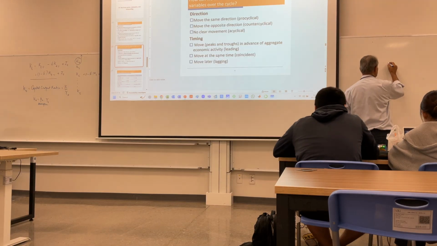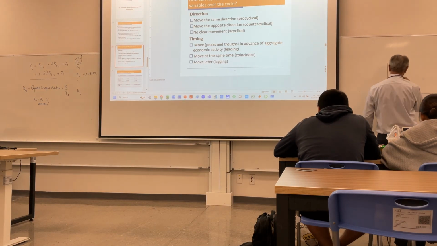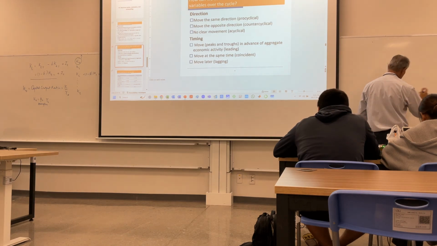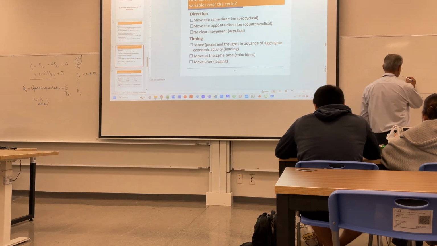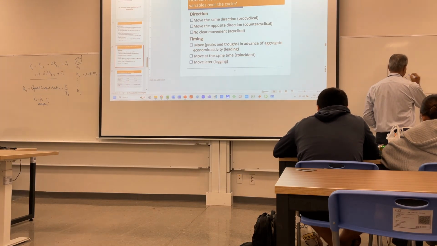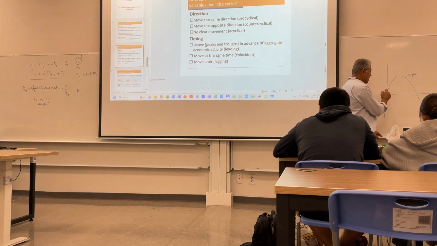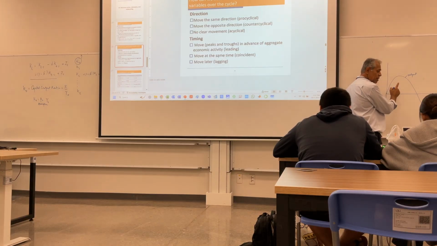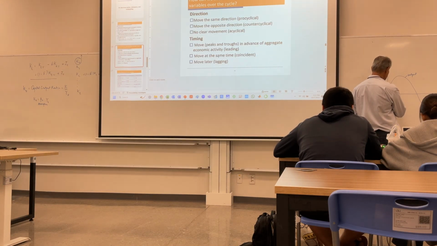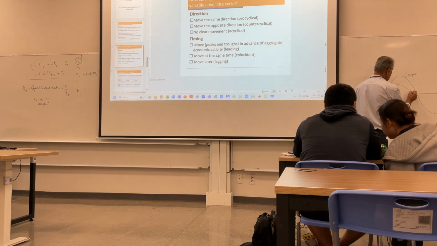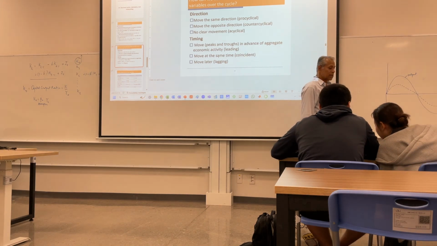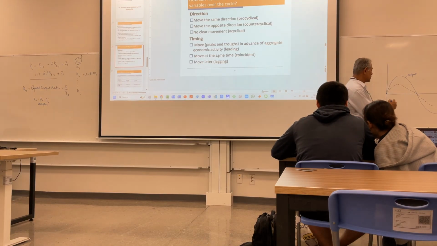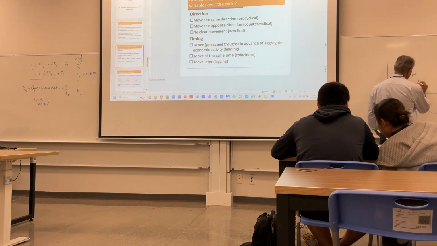So let's say this is potential output and this is the business cycle, right? So this is the path of output, total output. If there's a variable that moves with the business cycle in the sense that it goes up when output goes up, and goes down when output goes down, then that variable will move like this, right?